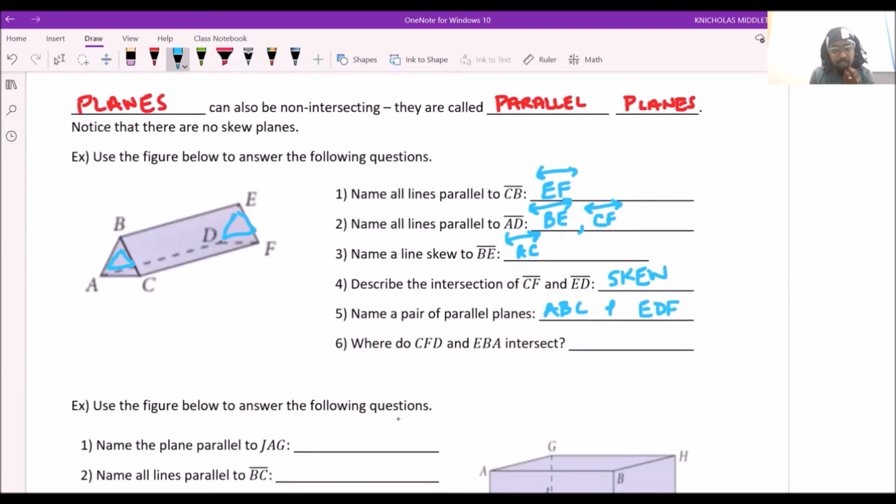And number 6, it says, where do CFD and EBA intersect? CFD is the bottom. All right, CFD, bottom also includes A. And EBA, so EBA is the backside. So the bottom and the backside, they intersect at line AD. And that's a little bit of a review. Remember, where 2 planes intersect, it's always a line.